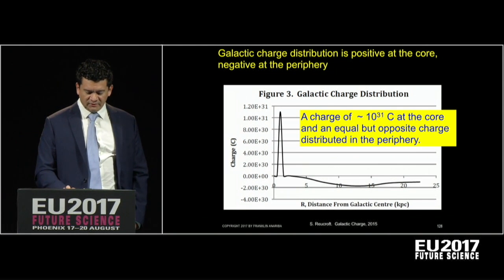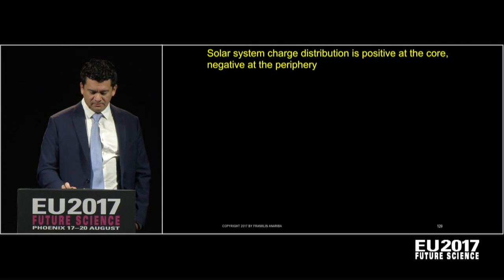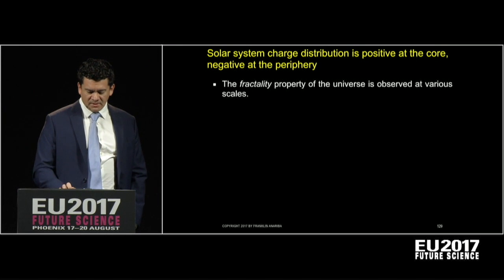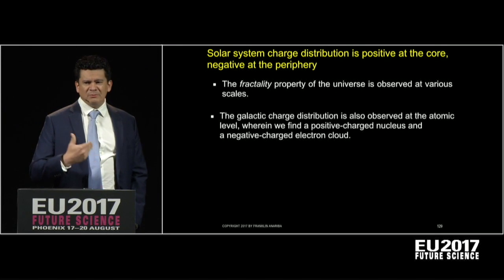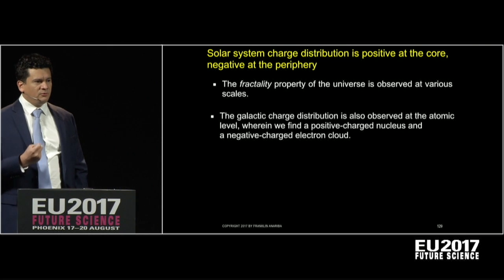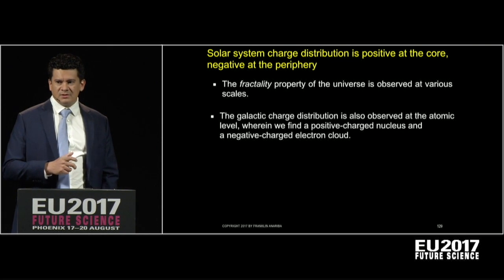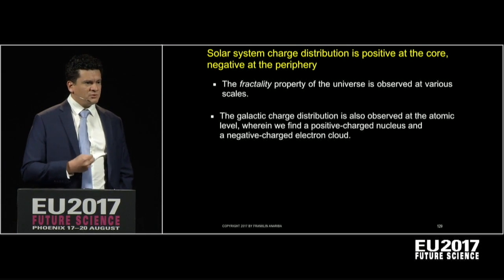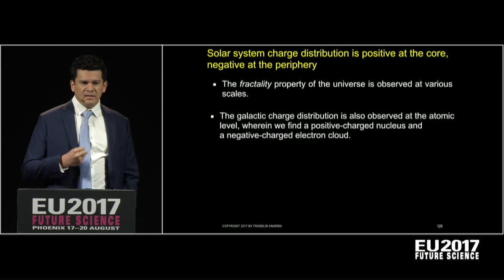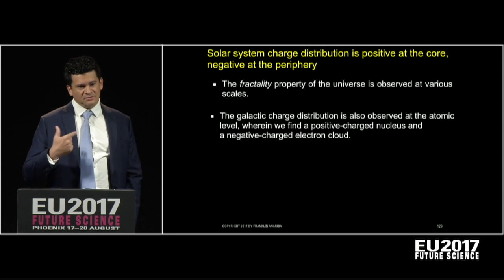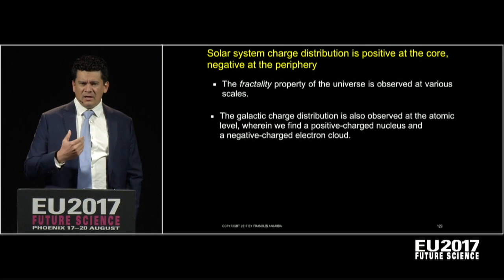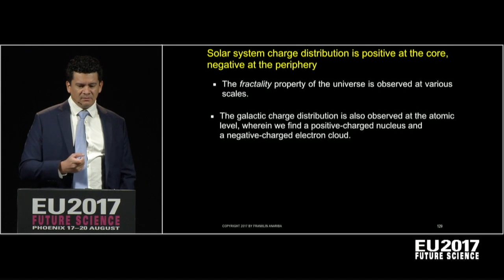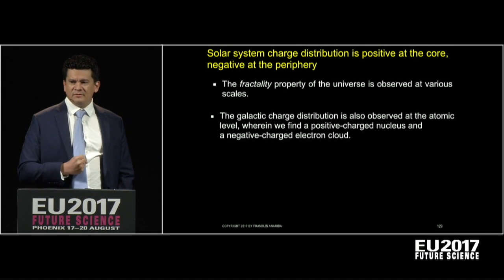Now, I will extend this observed charge separation and apply the property of fractality in the universe, which applies to different scales. I'm going to be brave again and say that we will see this sort of separation of charge even at the atomic level, where we have a nucleus with positive charge, and the negative charge is an electron cloud at the periphery, surrounding the nucleus. So it occurs to me that there's a fractality occurring here. Basically, this distribution is similar at different scales.